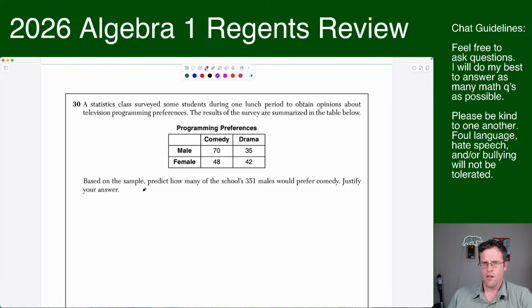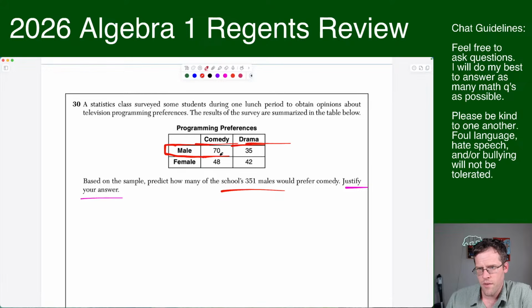All right. So here, a stats class surveyed some students during one lunch period to obtain opinions about television programming preferences. The results of the survey are summarized in the table below. Based on the sample, predict how many of the school's 351 males would prefer comedy. Justify your answer. Justify just means show the math based on what they give you. So predict how many of the school's 351 males. That tells us to just consider the males of the school.